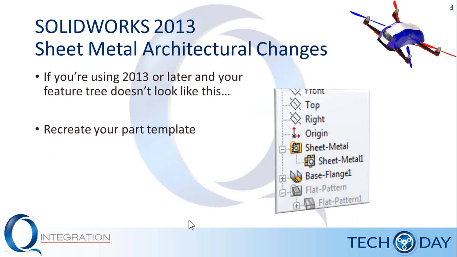And if you've been using sheet metal for a while, you've seen some evolution to our tools. So if you're using SolidWorks 2013 or later, your feature manager, your feature tree should look something like this. If you don't have that sheet metal folder, you don't have the flat pattern folder, when you create a new sheet metal part, you need to recreate your template. Make sure that it does have these folders. If it doesn't, you can potentially see some issues in your sheet metal part and the behavior, especially when you get into multi-bodies.